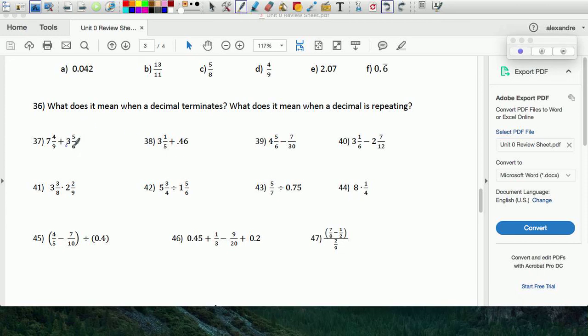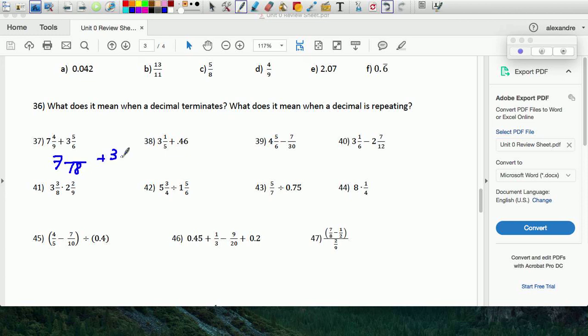So again, this one, you have choices. You can do it two ways. You can change everything to improper or not. If you don't change it to improper, you're going to have to regroup, because I know that 4/9 and 5/6 is definitely going to change to an improper fraction, a mixed number. So I'm going to alternate with these questions one way or the other. So for this one, I will not change to improper fraction yet. So it becomes 7. The fractions, the LCM between 9 and 6 is 18.